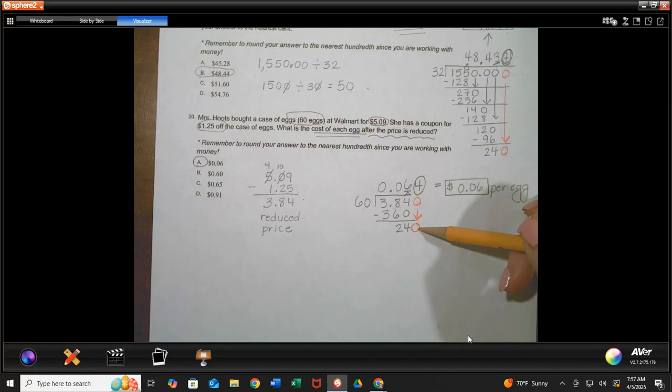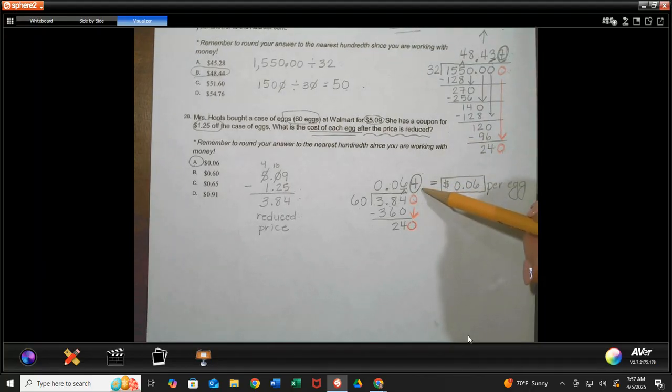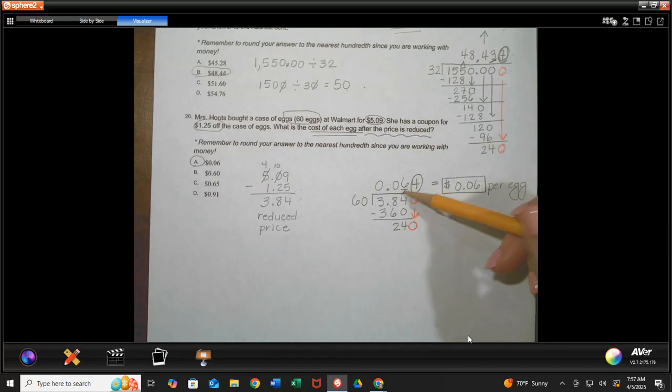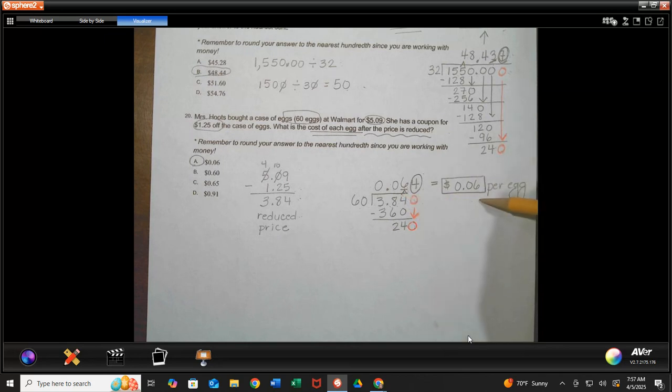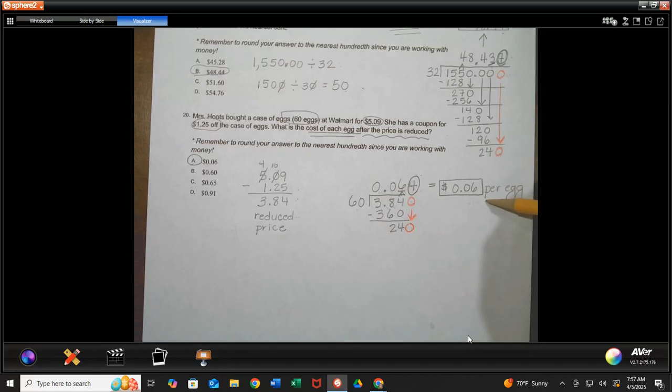Now, 240 divided by 60 is 4. I don't even have to keep going. I just placed a digit in the thousandths place. So now I have to use my rounding rule to decide, does this stay 6 hundredths or do I round it up to 7 hundredths? So 4 or less, let it rest. So it stays 6 hundredths. With money, 6 hundredths is 6 cents. I had to put a 0 over the tenths and a 0 over the ones, and that shows me that each egg is 6 hundredths or 6 cents.